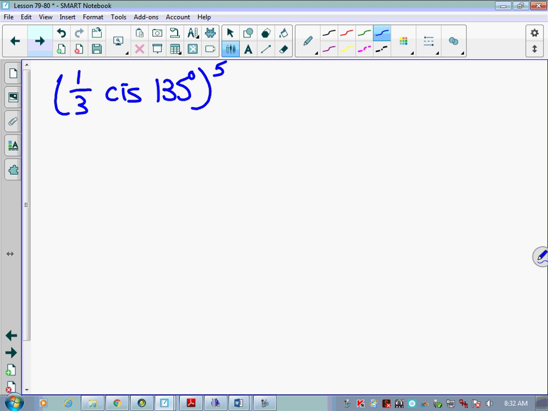The first thing we're going to do is take one third to the fifth. That would be the same as 3 to the negative fifth. So what you should get, is anybody actually working this out? I'm trying to give you the instructions not just so that you hear them, but so that you actually work it out. You should get a fraction there with one third to the fifth.